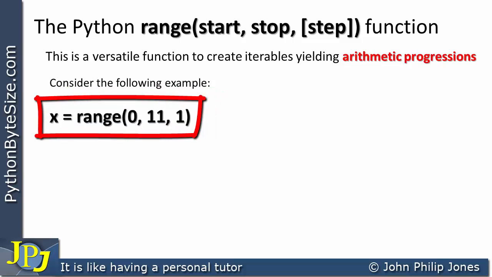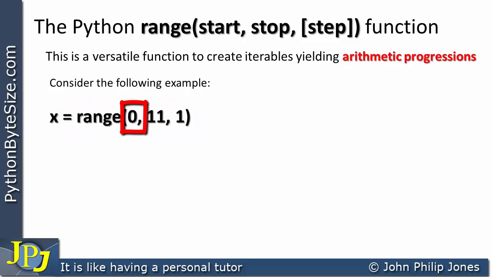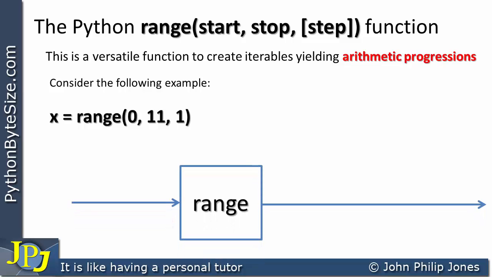Let's consider this here, where x is assigned the range, and in brackets you can see I've got a 0, 11 and a 1. Now the 0 is the start value, the 11 is the stop value, and the 1 is an example of a step. Because it's a function, I'm going to map it onto this kind of thing that we've seen earlier in the playlist: we will have an input and we will produce an appropriate output from this function.